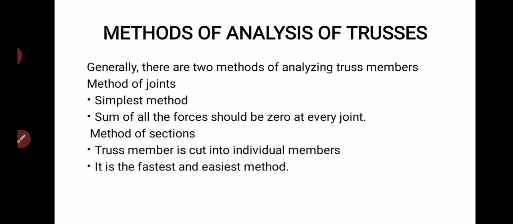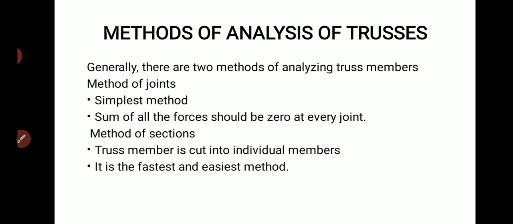So in this method, we need to take up each and every joint in order to analyze the forces coming on to each and every joint. We are supposed to put the equilibrium conditions for each joint, and we assume that the algebraic sum of all the forces coming on to each joint should be equal to 0.